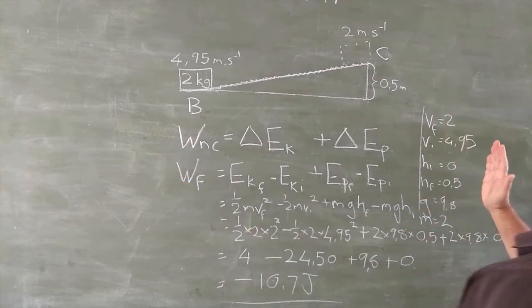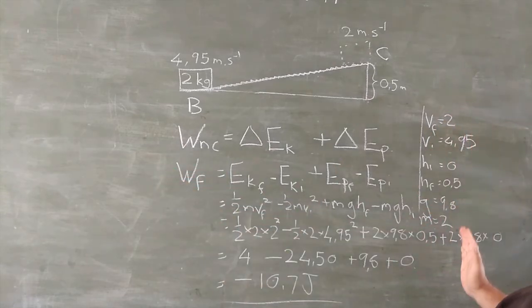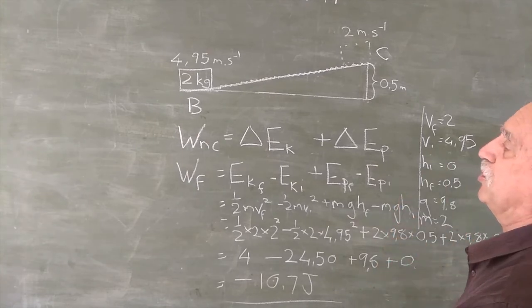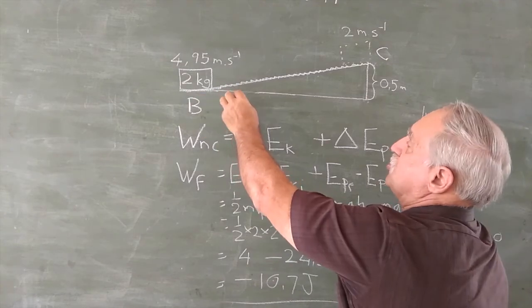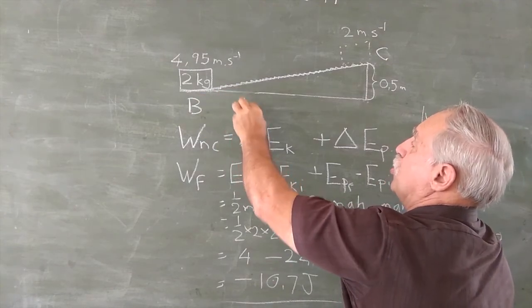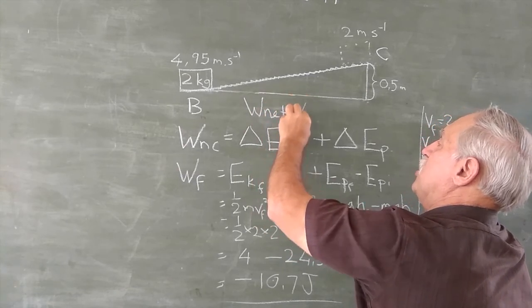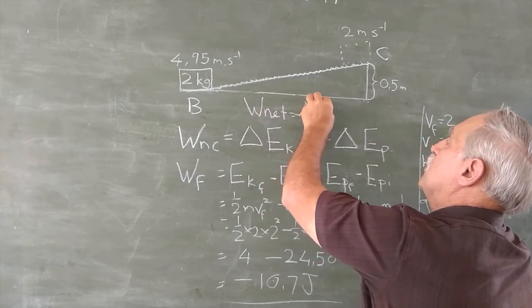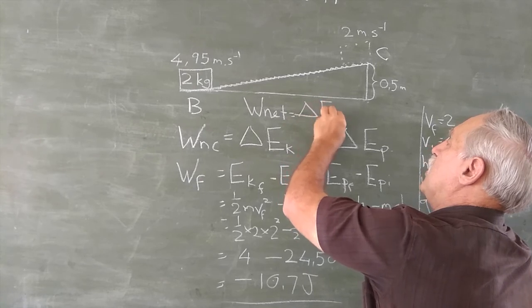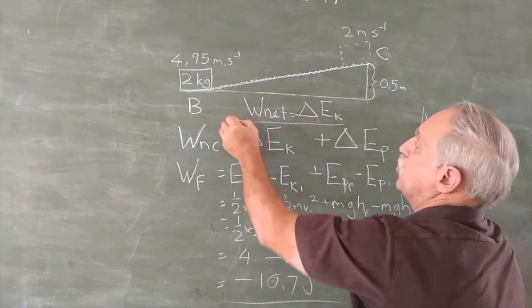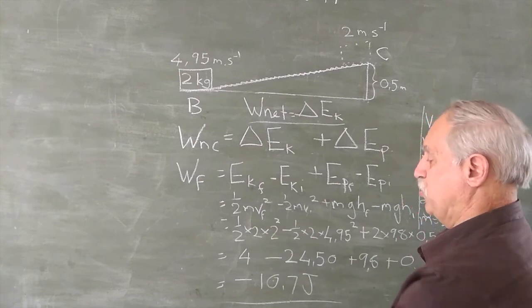Just plugging in our values, as long as we write and we keep clear of what they are, we can use that formula. The other formula we could have just as easily used was work net is change of EK. We could have also used that formula or our work-energy theorem formula, and we would have got exactly the same answer.